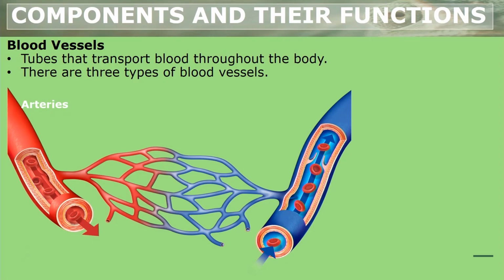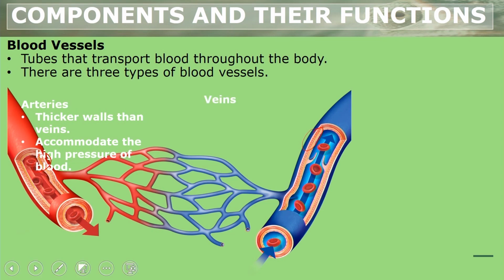So the first blood vessel is called the artery. It has thicker walls compared to the veins, what we have alongside here. And as you can see, the lining there will show you that this is thicker than the veins. These accommodate the high pressure of blood. And remember, you will see when we look at the heart as a whole why the arteries, mainly the main artery known as the aorta, accommodate the high pressure of blood.